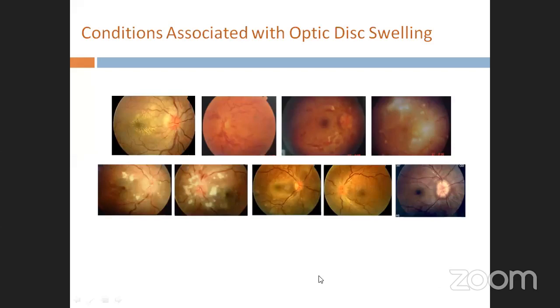So these conditions are primary disease of the retina and choroid associated with disc swelling, not real optic neuropathies. And the visual loss is not primarily due to optic disc swelling, but due to the primary disease of the retina and choroid.